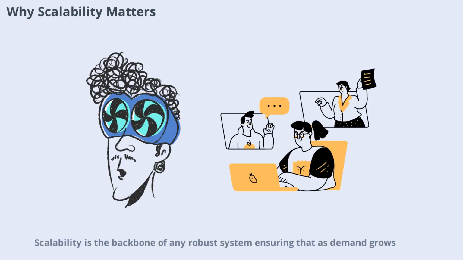Scalability is the backbone of any robust system, ensuring that as demand grows, your application can keep up without a complete overhaul. In this video, we'll explore what scalability means, why it's foundational to system design, and how it sets the stage for availability and reliability. Let's dive in and see how to build systems that grow with your ambitions.